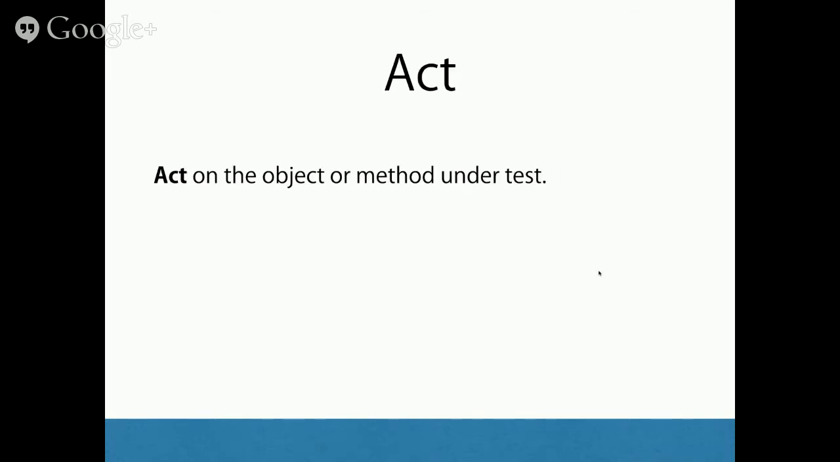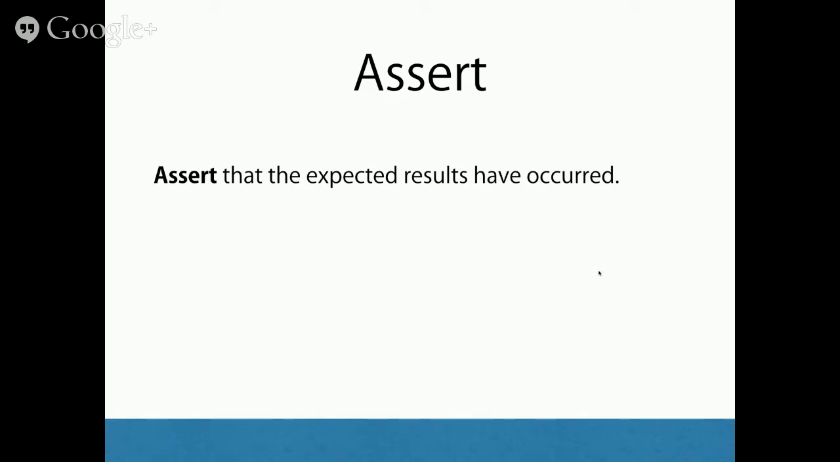The actual action, the act part, is defined on the AAA website as act on the object or method under test. This basically is do whatever you want to work, plainly said. So you'll add something to your cart, or you'll try to add a user to the database. And then the final part of the unit test, you'll assert, use an assertion, which is the assert part. You'll actually check if whatever you did in the act part of your unit test worked.